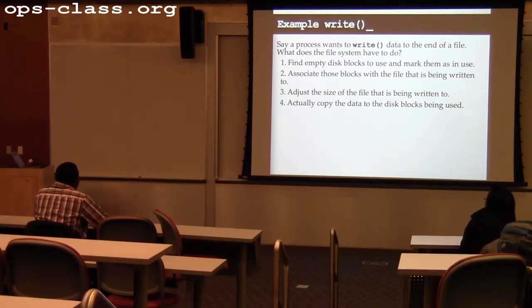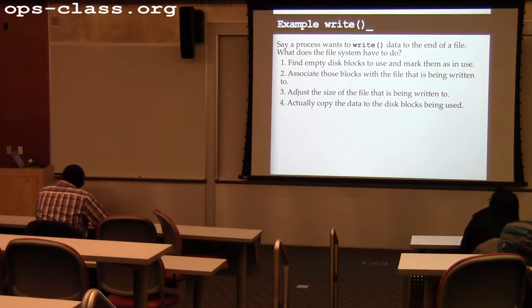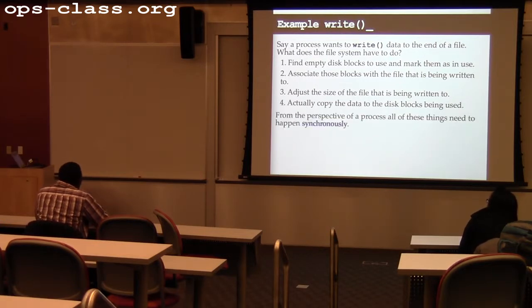Where do I store the size of the file? On disk, right? And then now I have to do this. So there are all these different disk IOs potentially that have to happen in order for this operation to complete, right? And remember when we talked about synchronicity? From the perspective of a process and for correctness, all of these things need to look like they happen together, despite the fact that they involve a bunch of different operations to the disk, right?